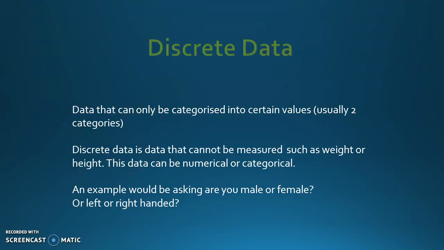The next one is discrete data. This is data that can only be categorized into certain values, usually 2 categories. Discrete data is data that cannot be measured, such as weight or height, and this data can be numerical or categorical. So an example would be asking if you are male or female, as there's only 2 categories there, or left or right-handed, again 2 categories.